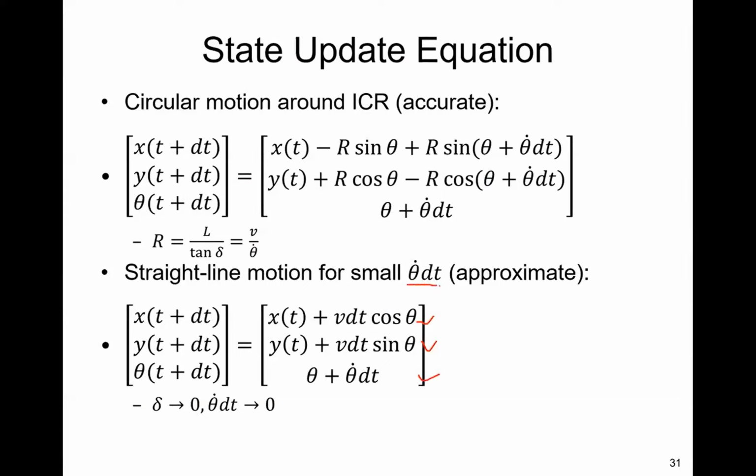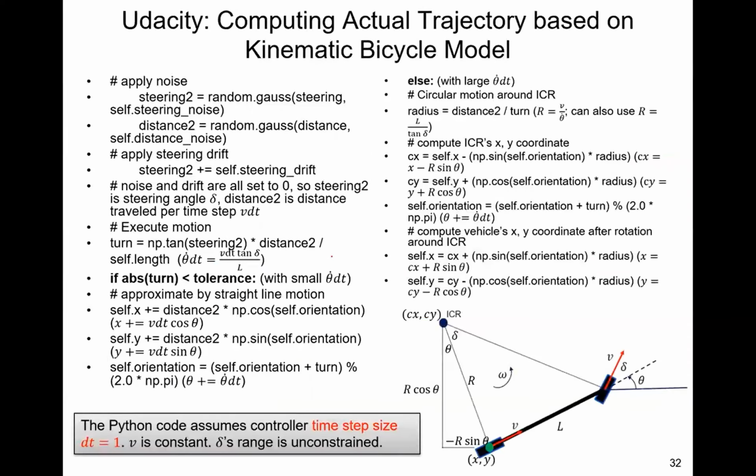It's described as straight line motion, but it's approximate because the real motion is rotation around an instantaneous center of rotation, ICR, with a radius r. So for the accurate description of the circular motion around the ICR, you have this equation where the r is derived from the previous relationship here. In the Python code, the derivation is quite clear.